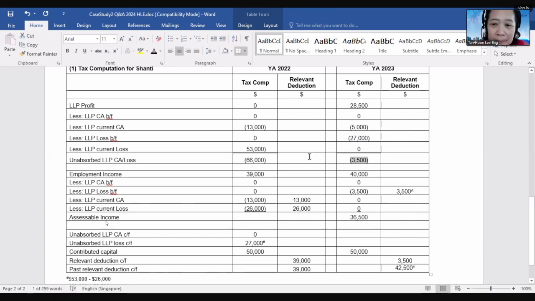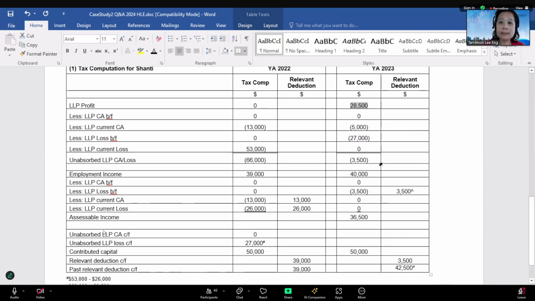Leon, just confirm, right? So we need to compute basically the trade first, because the 5,000, 27,000 belong to the trade, basically LLP profit. So we can deduct everything. Then after that, the capital contribution only applies to the other income. Is that the reason why you put it? Yes, yes. Okay, you must get the principle right.